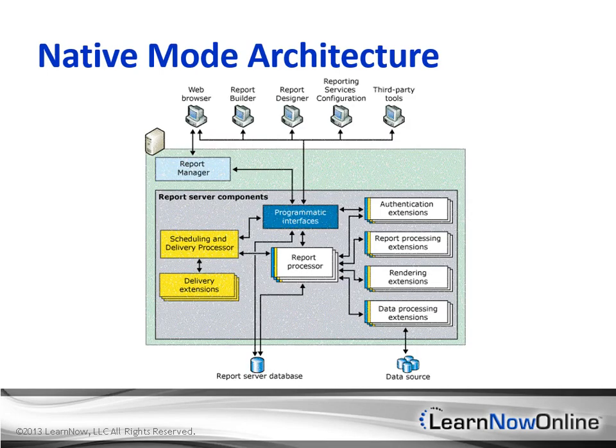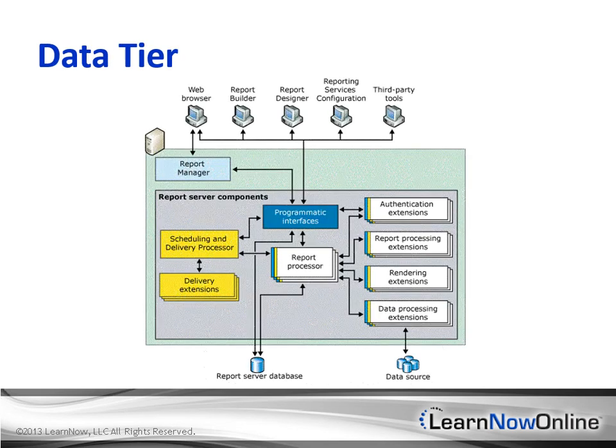This figure shows the three tiers of a native mode installation of reporting services: the data, application, and server tiers. The reporting services data tier, which I have highlighted in the red rectangle, consists of two databases, which are named by default Report Server and Report Server Temp. You can customize these names when you configure reporting services.